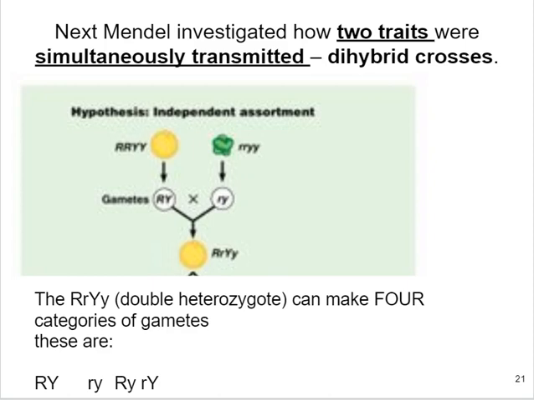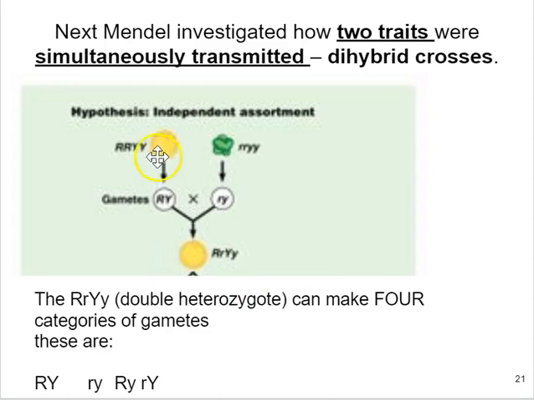The shape can be either round, which is associated with the dominant big R allele, or wrinkly, kind of lumpy looking, associated with the little r recessive allele. The seeds can also be either yellow, associated with the big Y dominant allele, or green, associated with the little y recessive allele. So he's tracking the inheritance of both those traits, and therefore the genes controlling them, at the same time. It's important to remember that the R and the Y gene are on different chromosomes in this particular example.